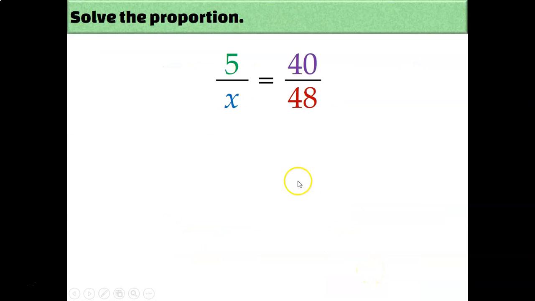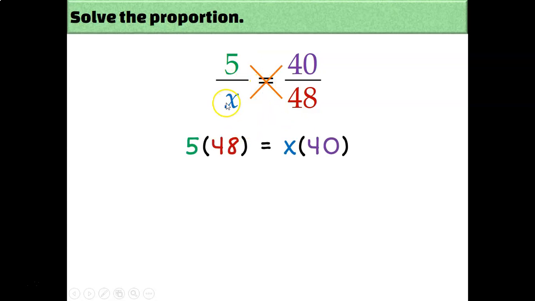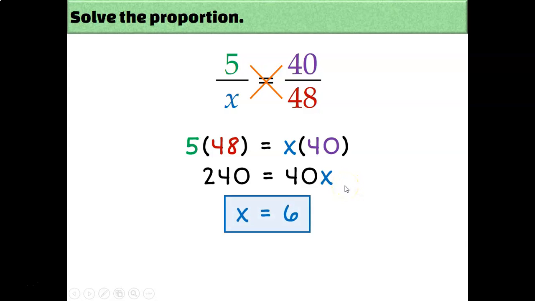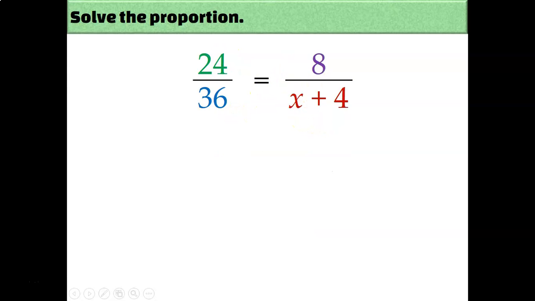Let's try another one. We're going to multiply the top of one by the bottom of the other, and the bottom of one by the top of the other. Let's take a look. 5 times 48 equals x times 40. Simplify, probably need a calculator for that one. 240 equals 40x. Divide both sides by 40, and I get an answer of x equals 6, which means 5/6 is equivalent to 40/48.